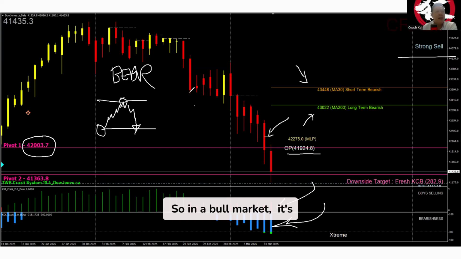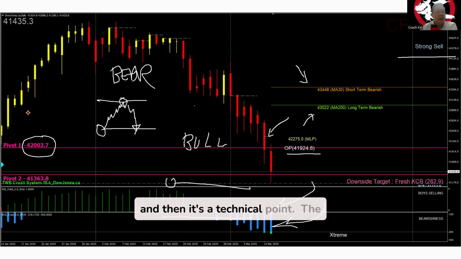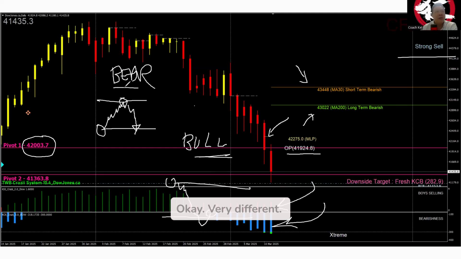In a bull market, it's the opposite. The bull market means the market opens, hits a support, and then you recover from there. For the bull, I draw it for you. It's like this: the market opens, and then there's a technical point. The market comes down and then recovers. Here is where you can look to buy in a bull market situation. Very different.